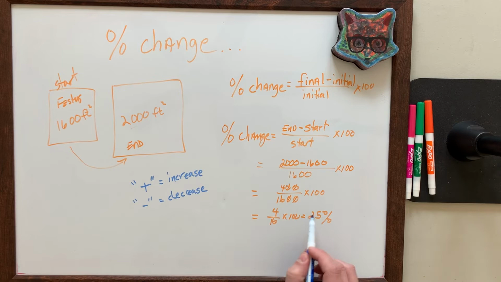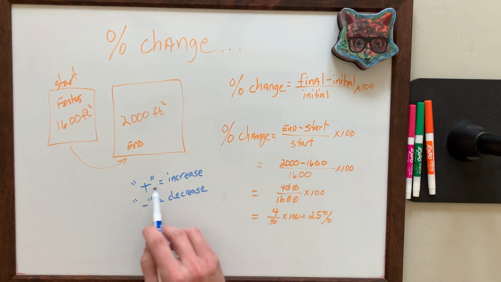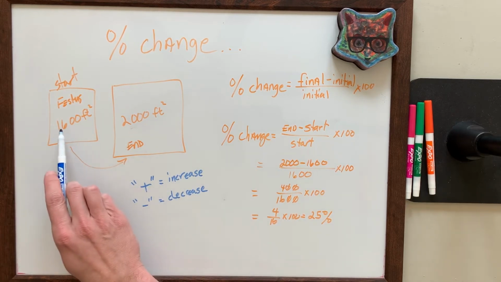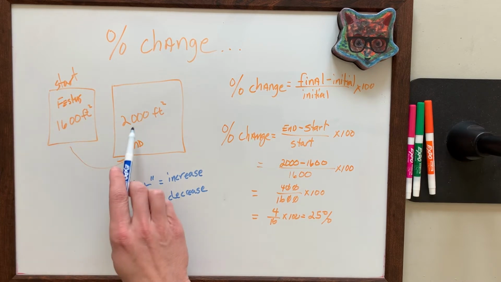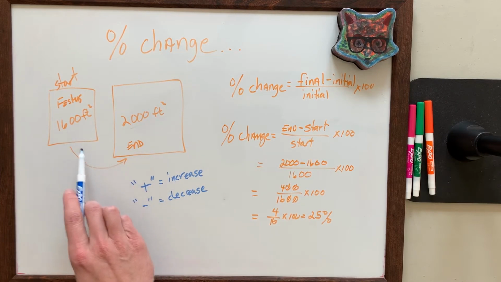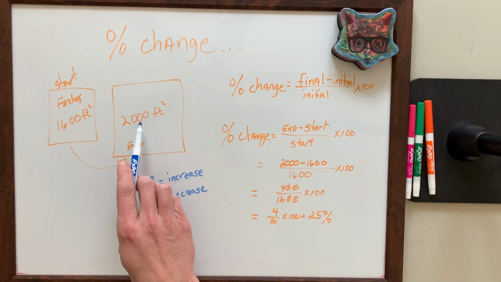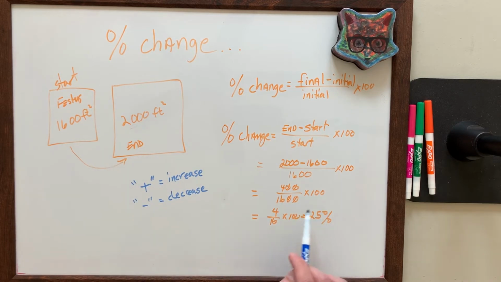Since this 25% is positive, that means we've increased, and that makes sense in our story because Festus moved to a bigger house. The square footage increased, and that's why the 25% is positive.